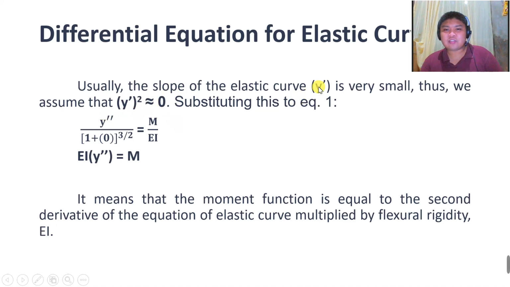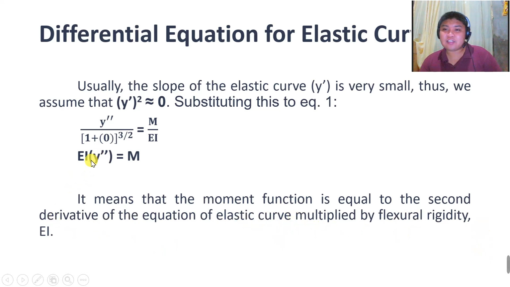So, usually, due to the fact na sobrang liit ng y prime, kapag in-square mo siya, almost 0 siya. So, kapag sinubstitute nyo siya class sa equation 1, magiging 0. Therefore, ang magiging ending dito sa baba, 1 na lang siya kasi 1 plus 0 is 1, 1 raised to 3 halves is still 1. So, by cross multiplication, EI y double prime is equal to M. So, ibig sabihin, it means that the moment function is equal to the second derivative of the equation of elastic curve multiplied by flexural rigidity EI.